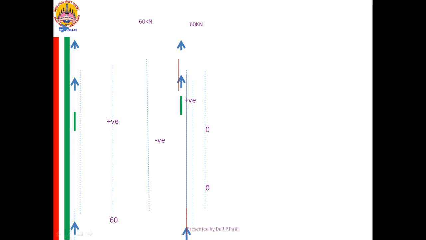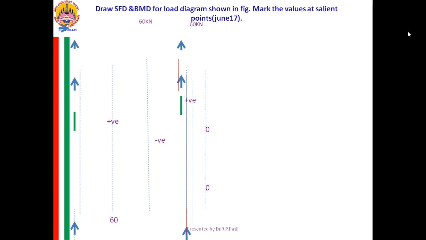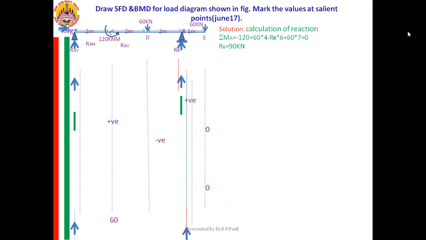For the next problem, here he is asking you to draw the SFD and BMD for this particular member. So first you are calculating the reactions. RB equal to 90 kilonewton and RA equal to 30 kilonewton.